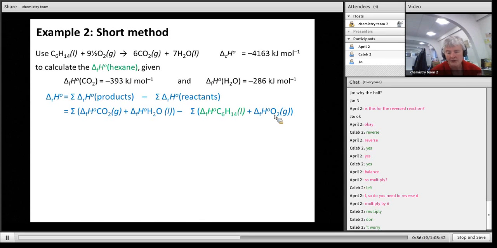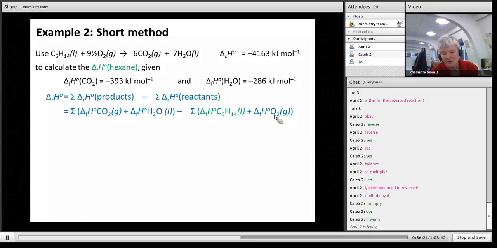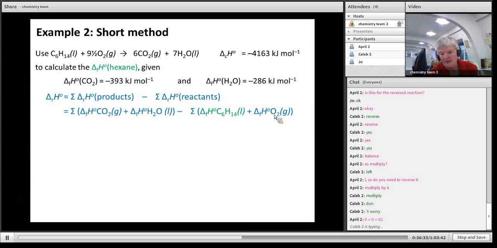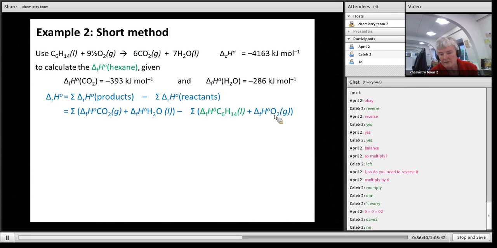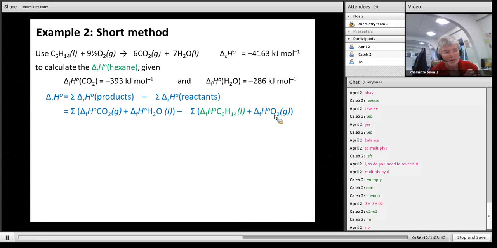I've got to have oxygen gas on the right hand side, one of them, so it'll be O2 gas. And on the left hand side, it's got to be the element in its standard state. So I've got O2 gas going to O2 gas. Is there any change? No. So any heat of formation of an element in its standard state is going to be 0. So this value is always going to be 0.